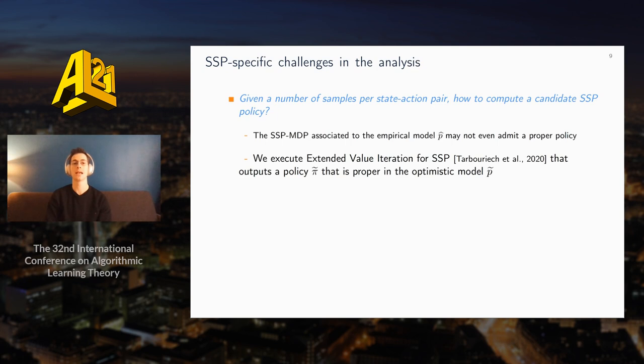So now let's delve into some SSP-specific challenges in the analysis. As done standardly, our algorithm will prescribe a minimum number of samples to acquire at each state-action pair. And so given an arbitrary number, how do we compute a candidate SSP policy? Here, interestingly, the SSP associated to the empirical model P hat may not even admit a proper policy. So we cannot naively deploy, let's say, empirical value iteration. Instead, we do a sort of optimistic value iteration. Specifically, we execute extended value iteration for SSP that enables to output a policy pi tilde that is guaranteed to be proper in an optimistic model P tilde.